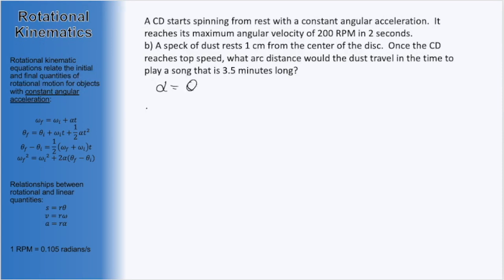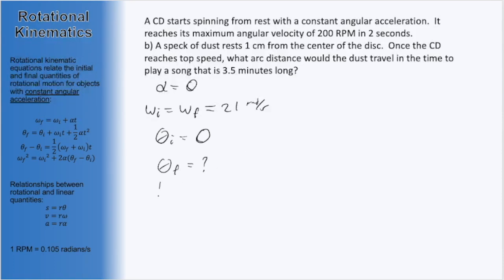Using that piece of information, we can go ahead and say that both the omega initial and omega final, our angular velocities, are both equal to the same 200 RPM, which again we would want to convert to that 21 radians per second. We are also basically restarting our measurements, starting the moment that the CD has reached its maximum velocity. So we can once again call theta initial our starting point equal to 0 radians. However, we don't know anything about the final angular position.